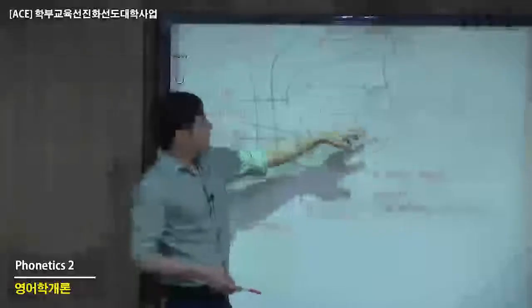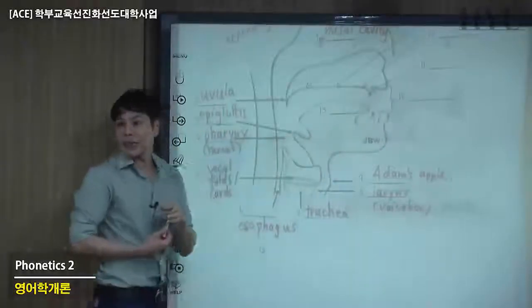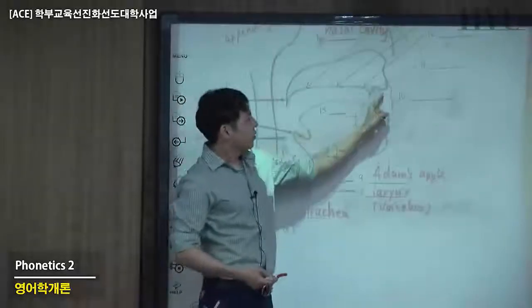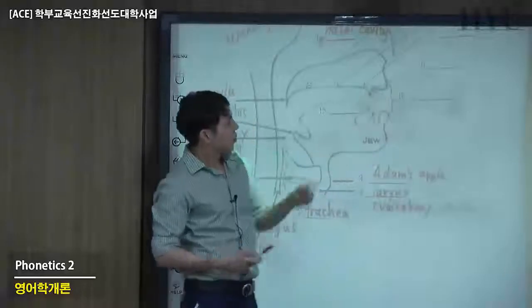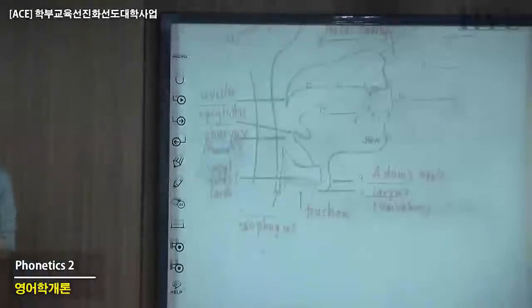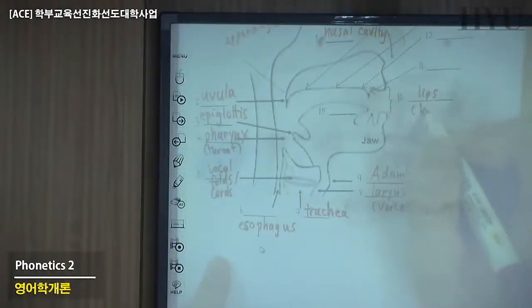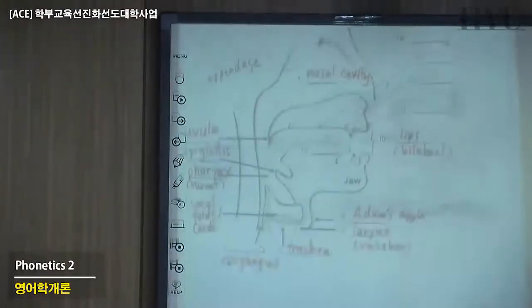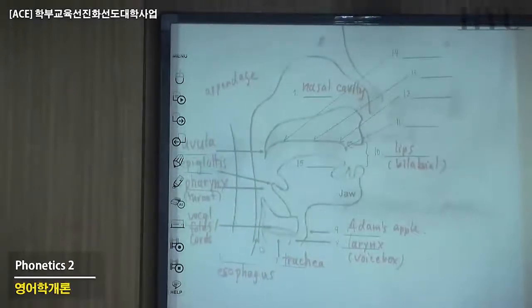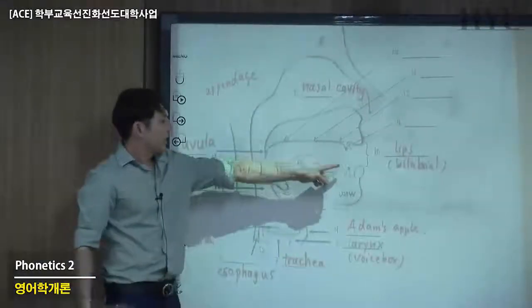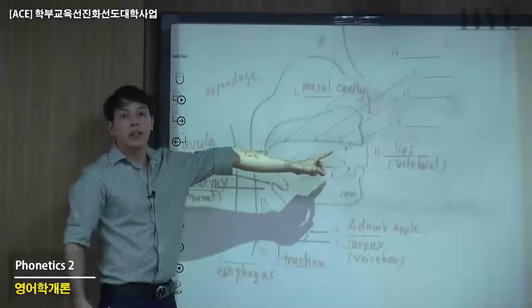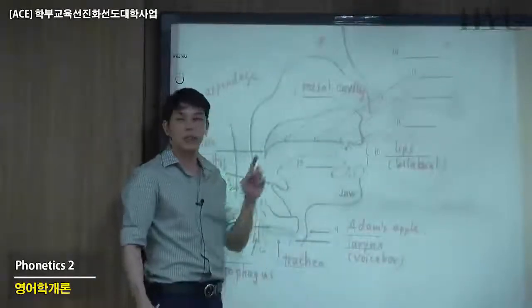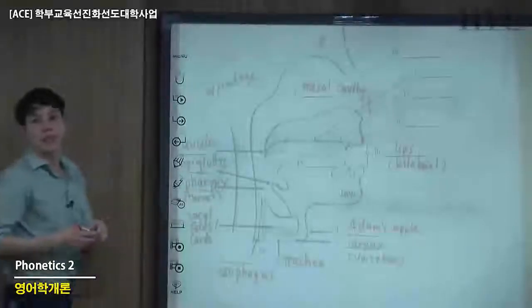And you should be able to fill in numbers 10 to 15 easily, okay? Number 10, this area is the bilabial area, so there are two lips, right? So lips, or the adjective form of it is bilabial. Number 11 is teeth, right? You have upper teeth and lower teeth, and the adjective form is dental, right?